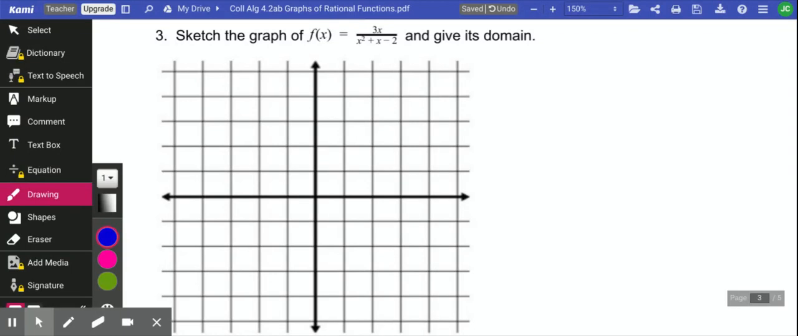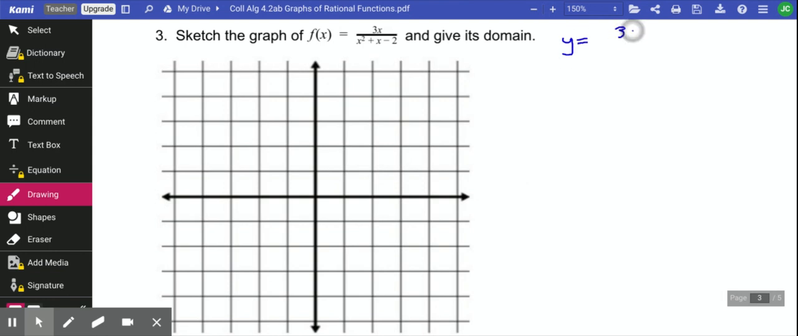The next two graphs are a little bit more complicated, but they're going to follow the same process. So to start out, we always want to start by simplifying. So we're going to take this function, now 3x can't be simplified anymore, but the denominator can be factored into x plus 2, x minus 1. And that's just going to make things a little bit easier. Now, nothing cancels out of that, so we're still kind of stuck with that function, but at least it's a start.